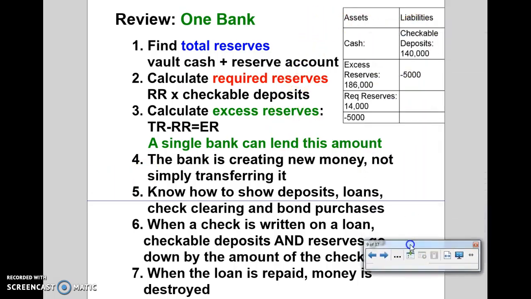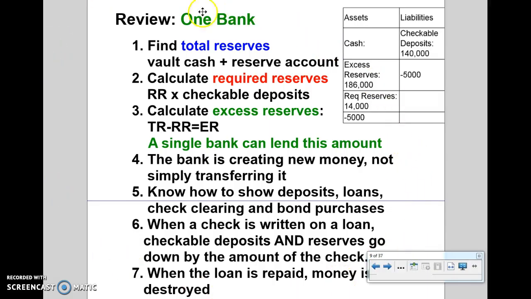Now, quickly to cover back the whole idea of one bank. If you have one bank, and you want to know what's going on in reserves and cash and all of these things, let's assume in this case we have a bank in which we have $140,000 in checkable deposits, but overall our reserves add up to $200,000. Notice that this means a lot of this might have come from cash, so in this case there would have been $60,000 worth of cash.